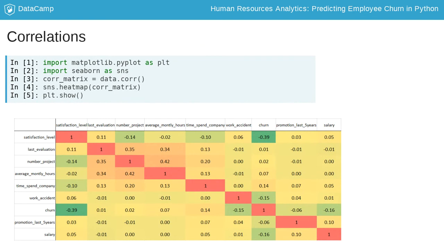As you can see, the target variable churn has the highest negative correlation with satisfaction level. This shows that the increase in satisfaction level is associated with decrease in probability of turnover.